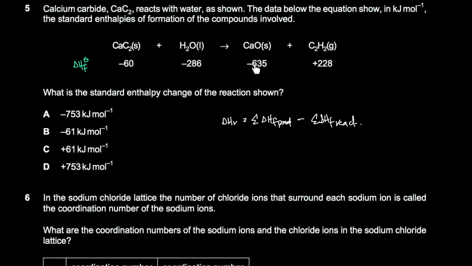So here in our products, we have calcium oxide, which is minus 635. That's one of the products, minus 635 plus 228. That's C2H2, so plus 228. And then we subtract the enthalpy changes of formation of the reactants. We're going to subtract minus 286, and we subtract minus 60. And that comes out to negative 61. So the answer is B.